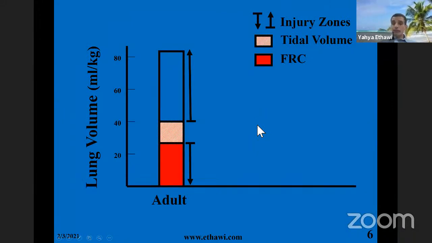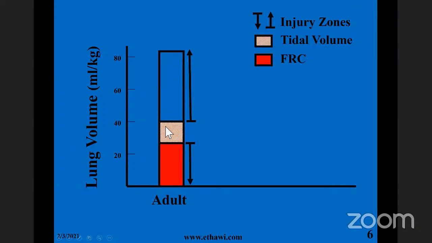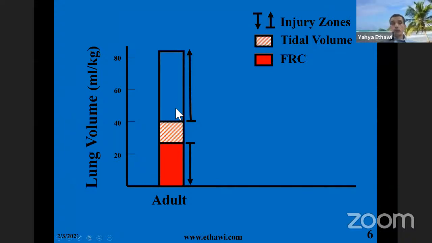Now in adults, there is a huge difference between the functional residual capacity and tidal volume. The functional residual capacity of an adult is about 25 ml per kg, and the tidal volume is about 10 to 12. To cause injury, you need to reach between 40 to 80 ml per kg. So it's a very high margin before we can cause lung injury.